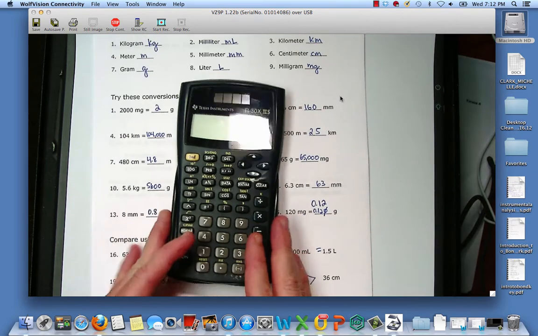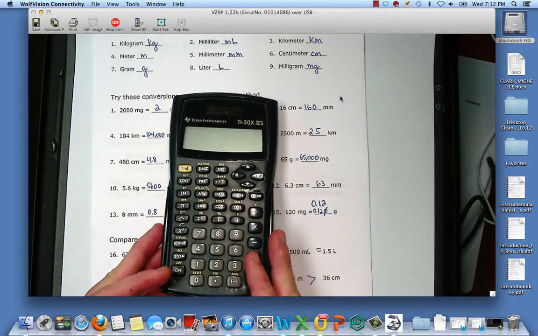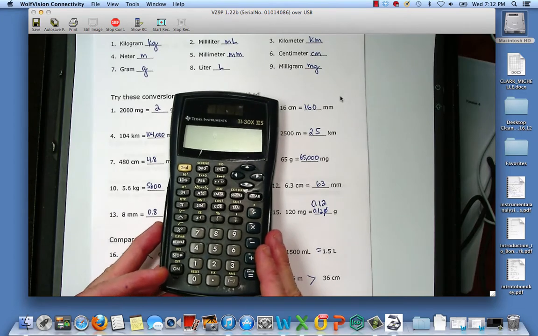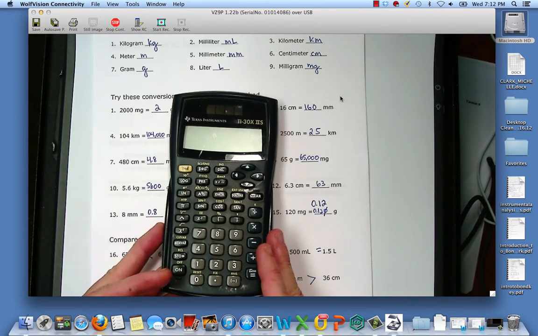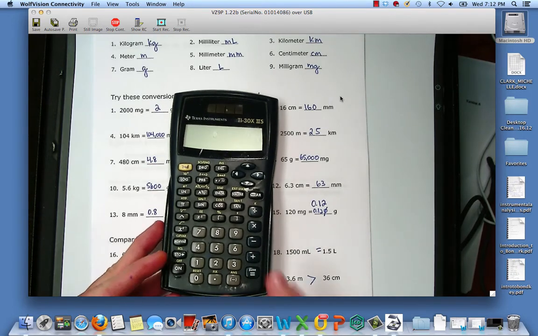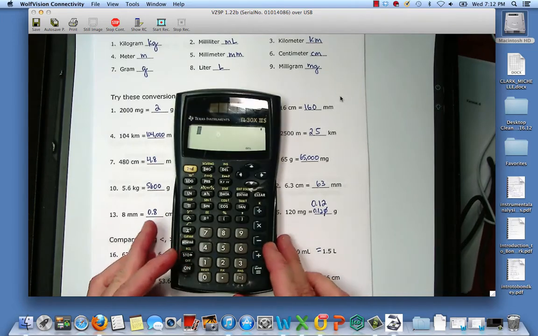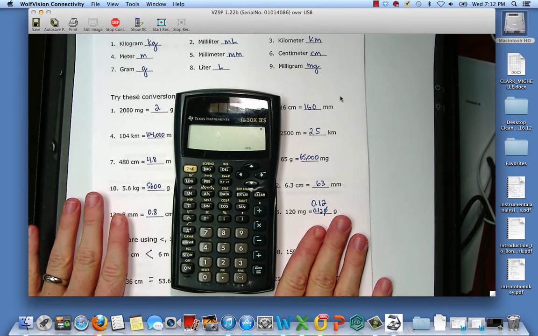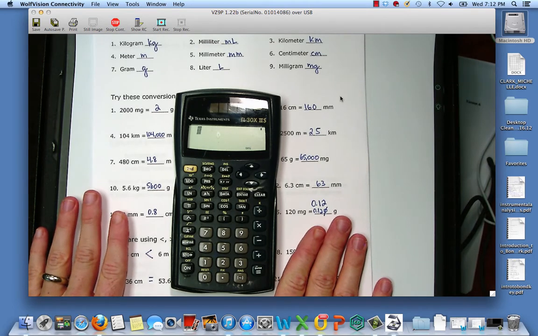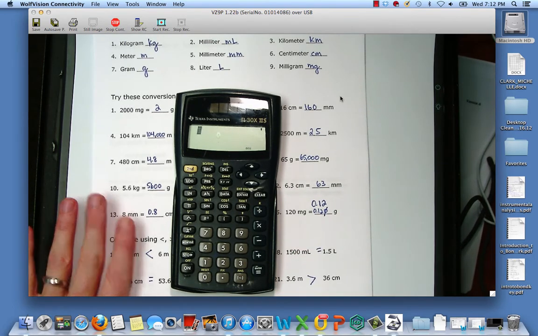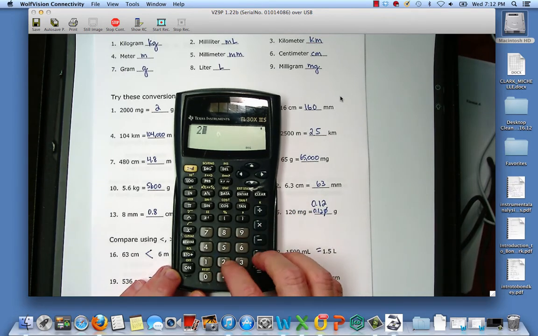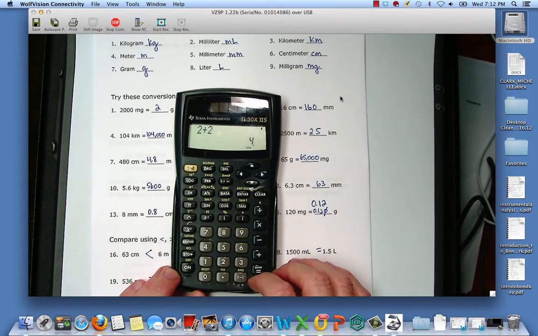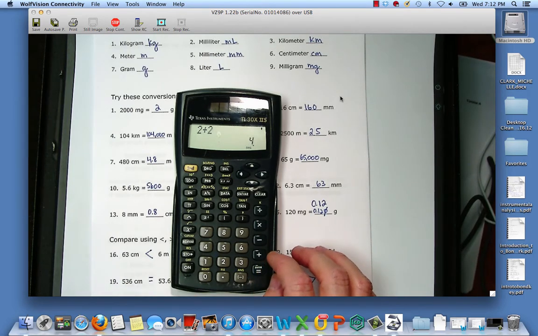I don't know if you can see. It's a Texas Instruments TI-30X2S. The thing that's great about this calculator is it has a 2-line display. So when you're working these problems, and we'll get into more conversions where there are many steps, you don't necessarily need a calculator for the conversions we have just done. But there will come a time when you need a calculator. What I like about this calculator is that it shows you what you've entered to get that answer.